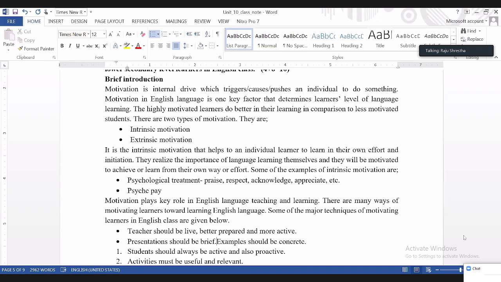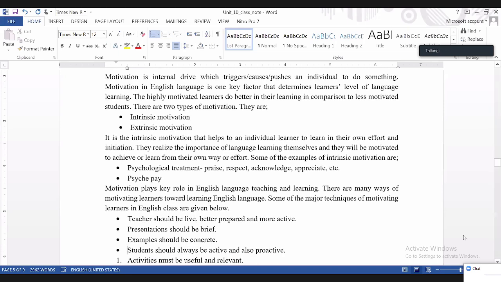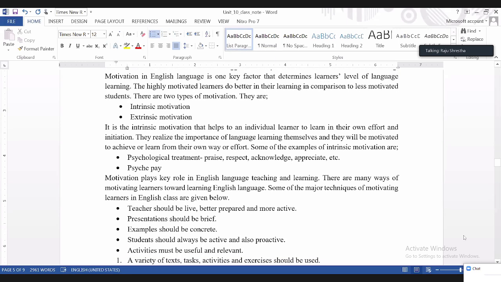लामो झन्झटिलो बनाउने हैन. So exercises should be concrete. ठक्क ठोस example दिने बानी को विकास गर्नु पर्यो. Students should be always active and also proactive. Their activities must be useful and relevant. क्रियाकलापहरु एकदम उपयोगी र सान्दर्भिक हुनु पर्यो. Then they will be motivated.